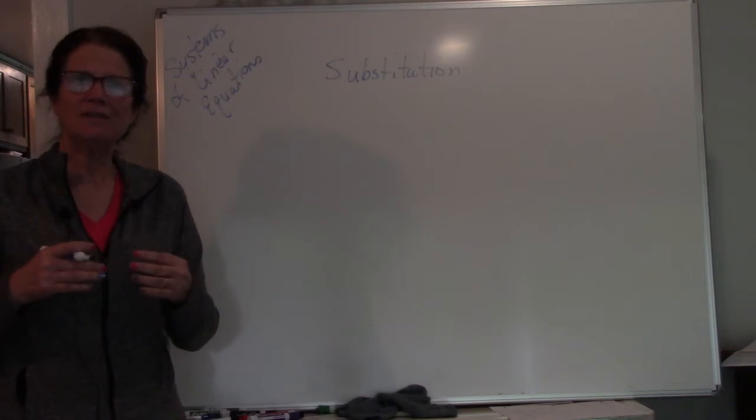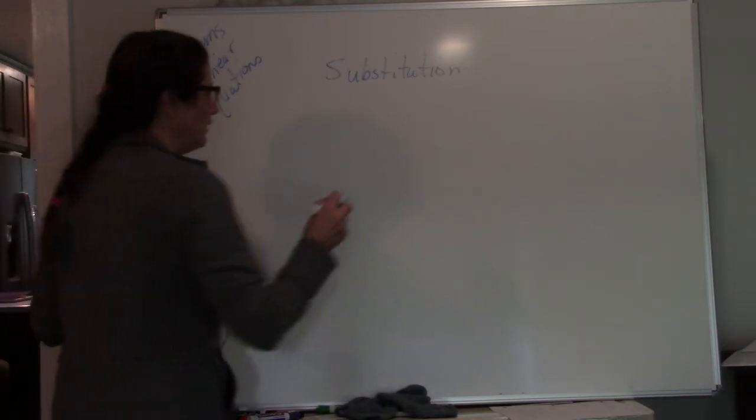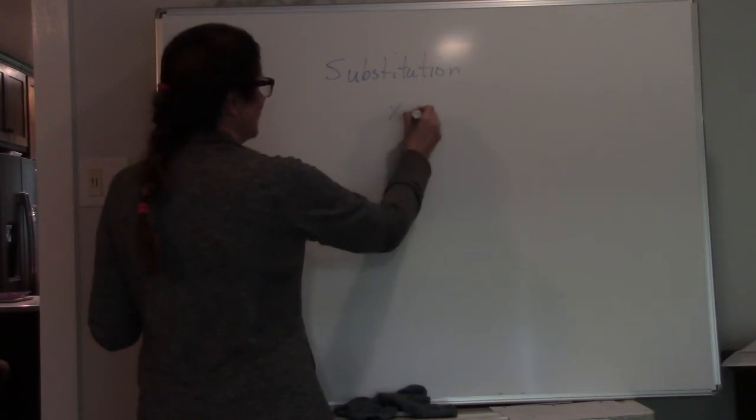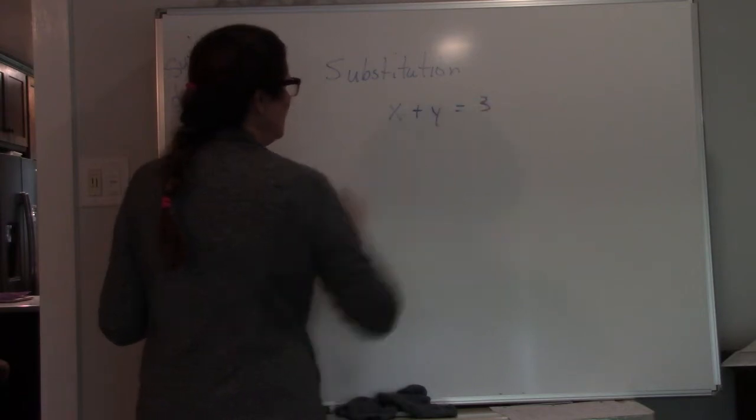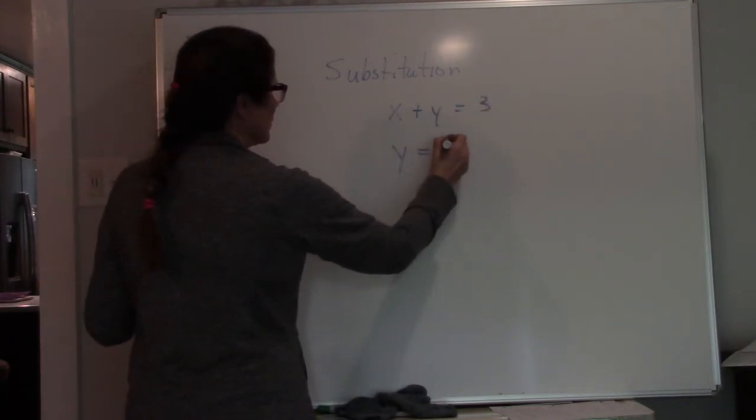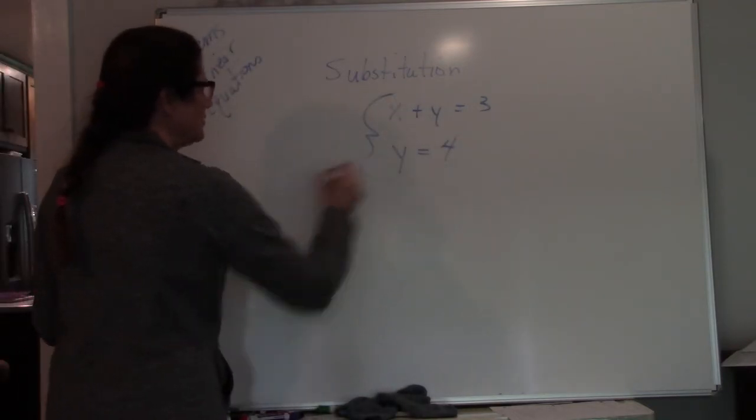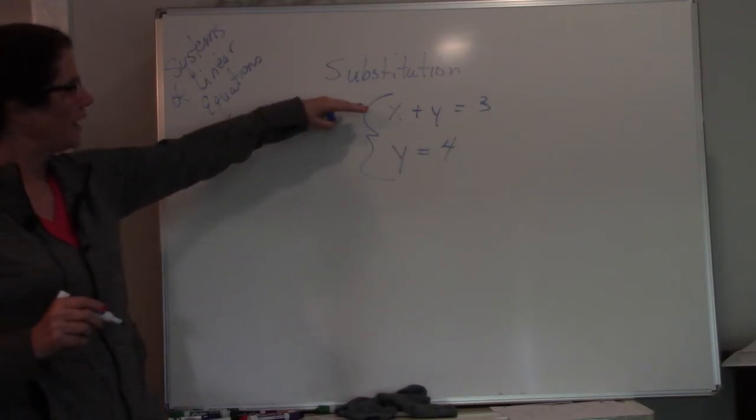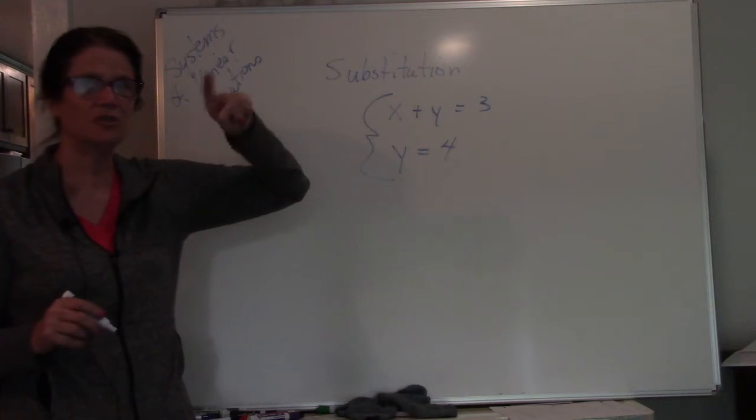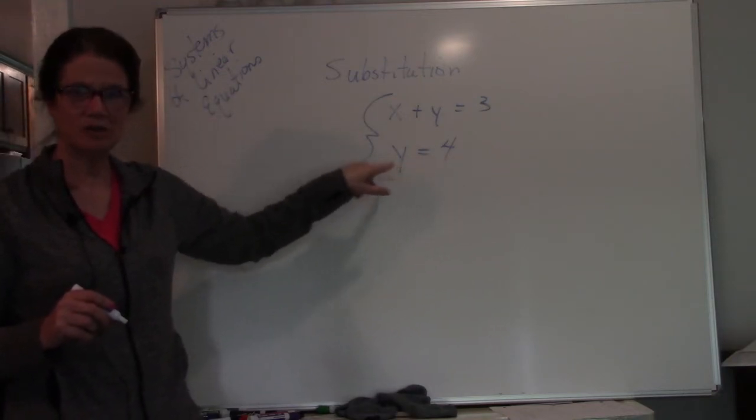What that means is you're finding where the two equations cross. If I had the equation x plus y equals 3, and I had the equation y equals 4, this is my system of equations. I know that I have a linear equation because it's x to the first, y to the first. This one is a horizontal line, so it's also linear.